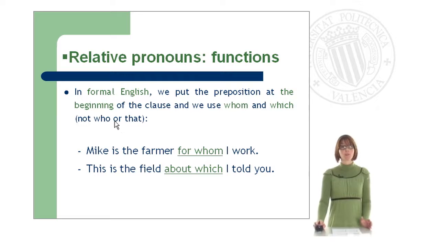Let's have a look at some examples. Mike is a farmer for whom I work. So the preposition comes before the relative pronoun and we use whom because Mike is a person. In the second sentence, this is a field about which I told you, we have the same situation. We have first the preposition about followed by the relative pronoun which.